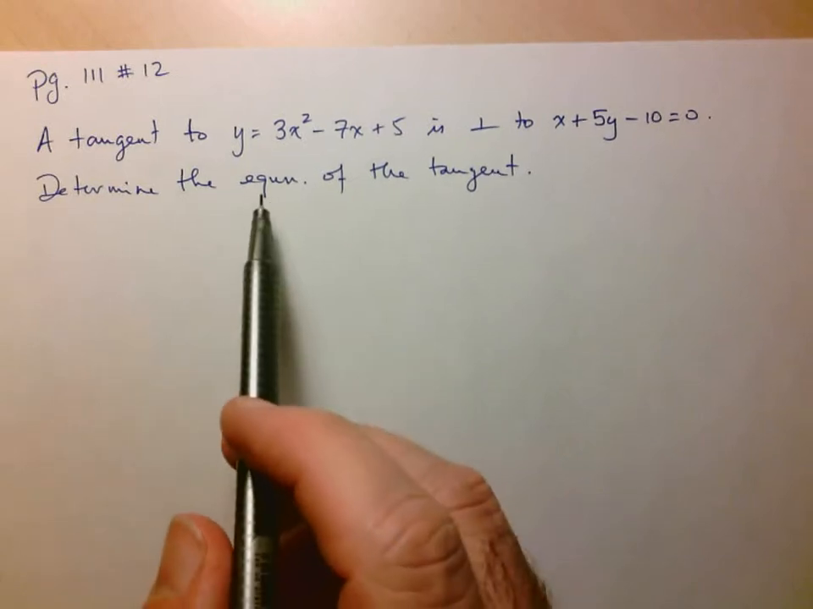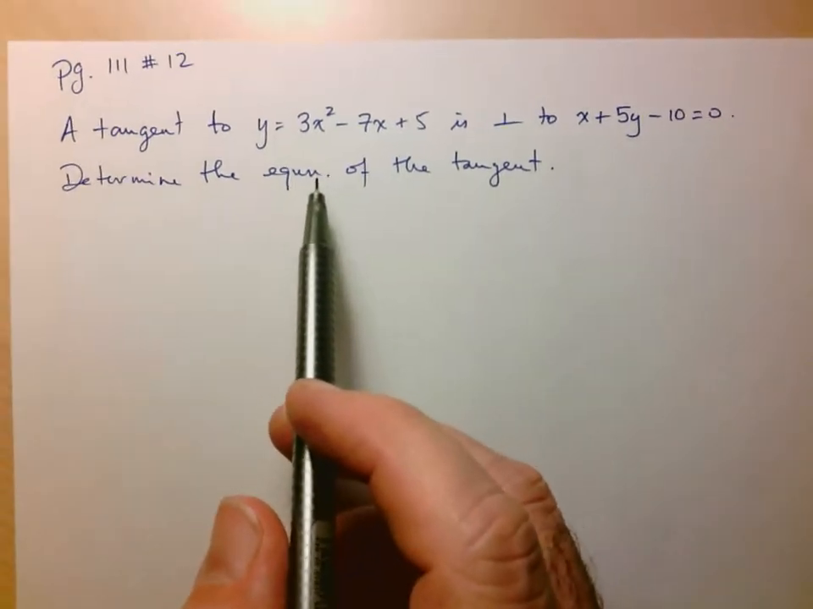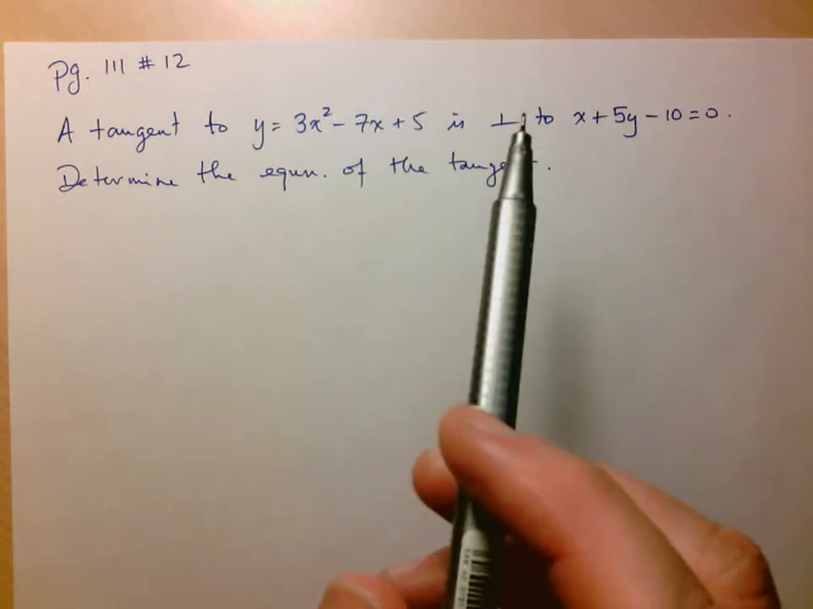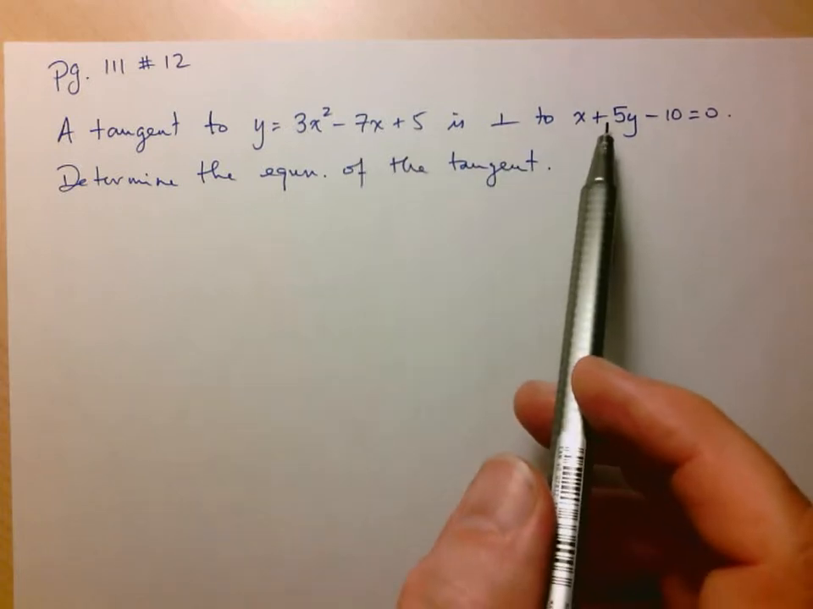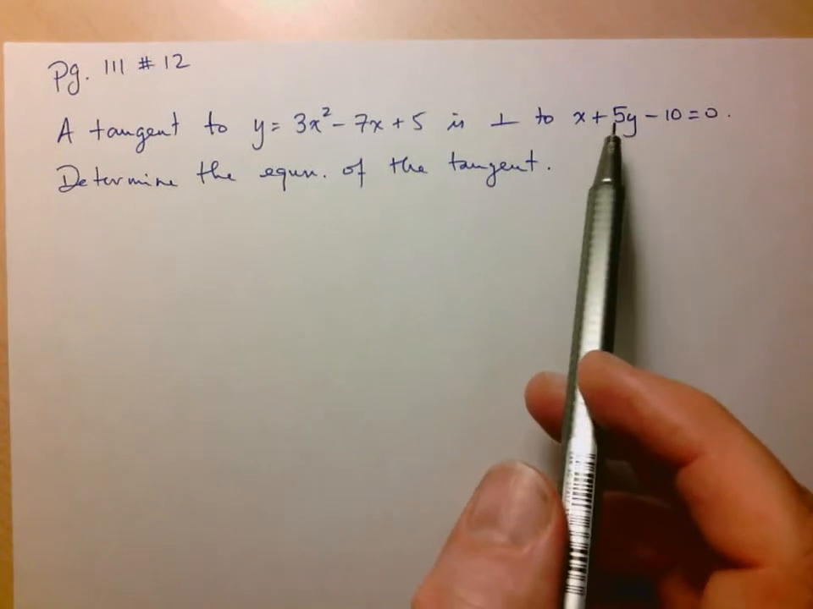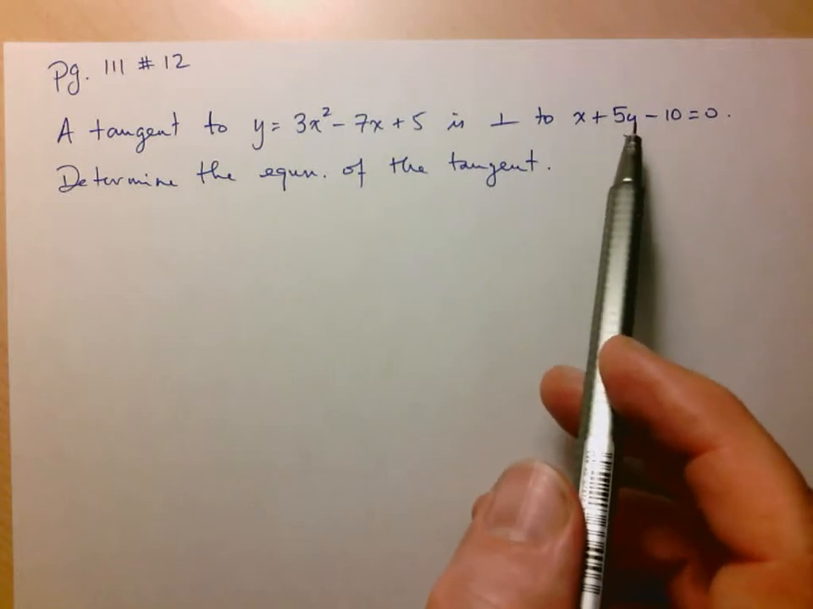So first of all, if we're looking for the equation of this tangent line, it means we're going to have to find the slope and a point on this line. Okay, so let's start with the slope. They tell us that this tangent has to be perpendicular to this line here. So if we find the slope of this line, we know the slope of the tangent is just going to be the negative reciprocal. So I'll start by writing this in slope-intercept form.